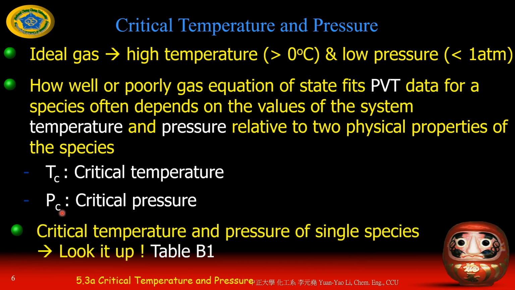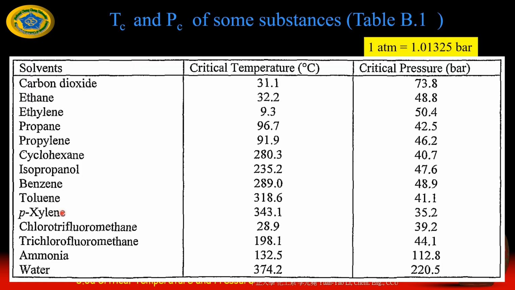And how are you going to find the critical temperature and pressure for water, or for carbon dioxide? You can find them in our textbook, table B1. You can also just type the critical temperature and critical pressure of methane, and Google will tell you. So this is one of the examples, for some substance or solvent, related to critical temperature and critical pressure.